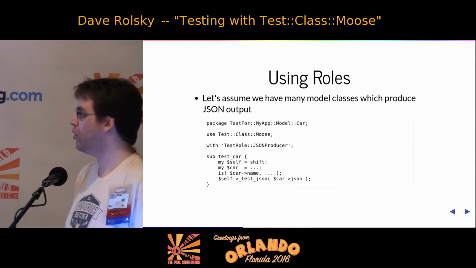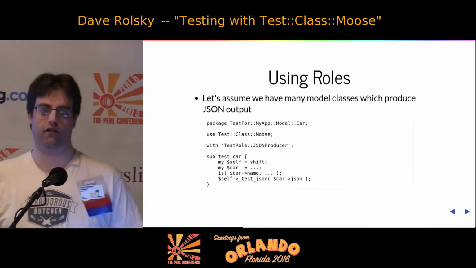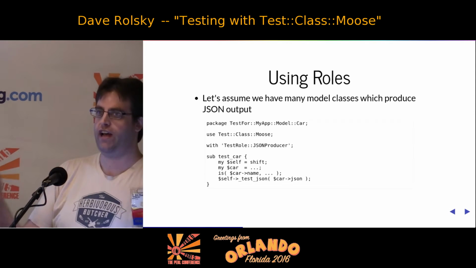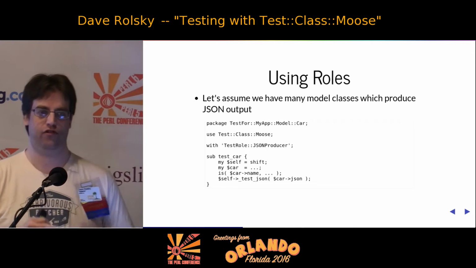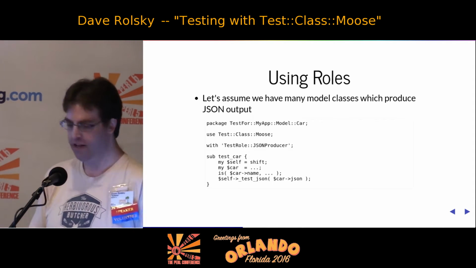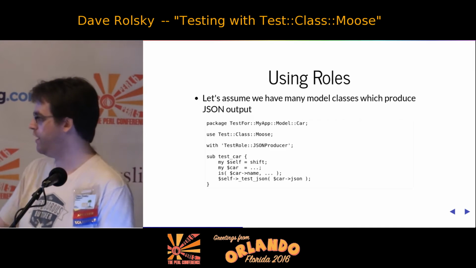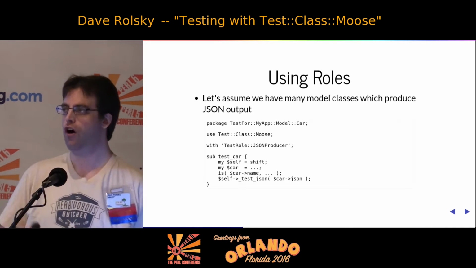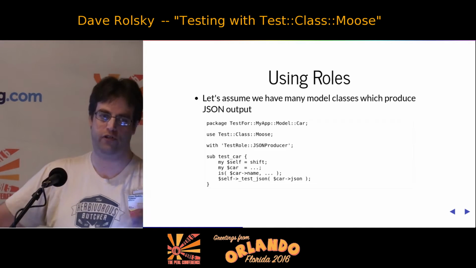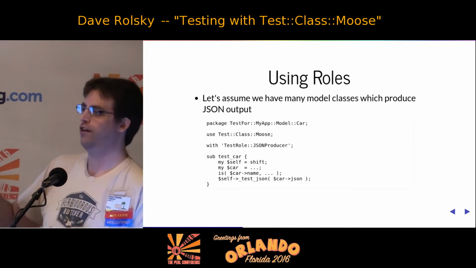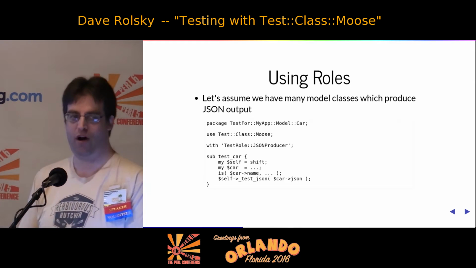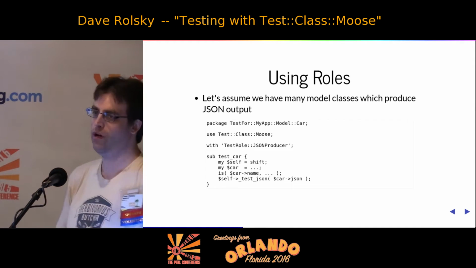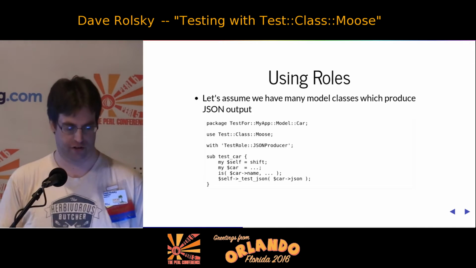You can also use roles. So let's say we have a lot of model classes, all of which produce JSON output. Well, let's write a test role that tests our JSON producers, and presumably it provides some sort of method. In our case, it'll be called test json, and we can call that. And so all of our test classes for our models, testing car, testing person, whatever, can consume that one role and get access to this shared code.